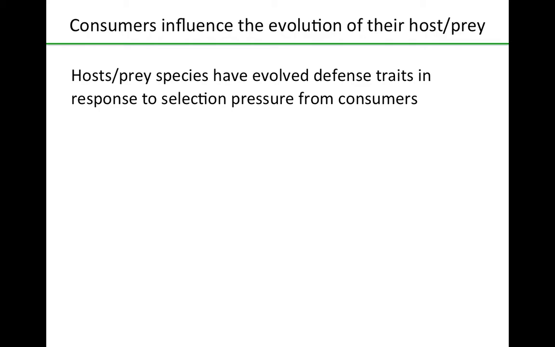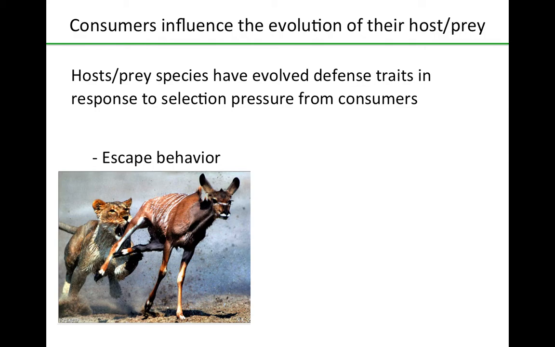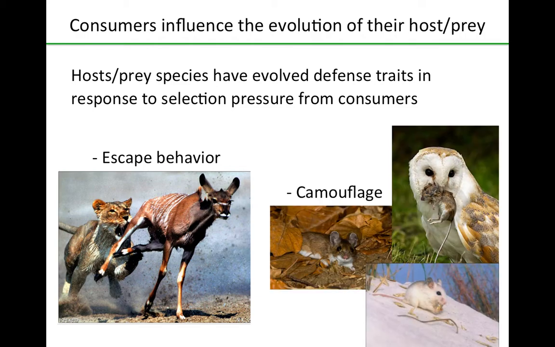And so we've talked about some examples of this already. You read about a lot in the textbook. So just to name a few, we've talked about escape behavior. So we talked about speed evolving in gazelles, which has allowed them to outrun predators that are trying to attack them. We can talk about camouflage, so the ability to blend in with your environment reduces the likelihood of a predator seeing you and attacking you.